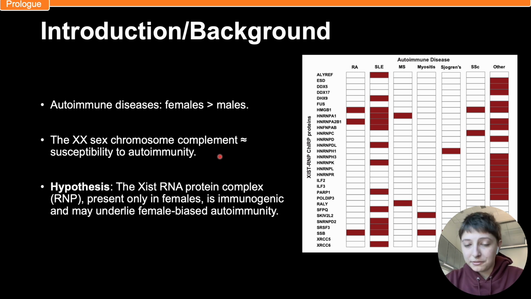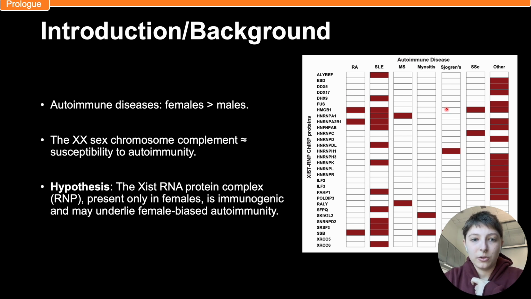So obviously females have a bias, but also triple X syndrome females who have 3 X chromosomes, and also Klinefelter syndrome males that have 2 X's and 1 Y chromosome, are more likely to get autoimmune disease than people with the normal amount of chromosomes. And so the authors hypothesized that this Xist RNA protein complex, or RNP, which is associated with that silencing, which is only present in females, is immunogenic and may underlie this female-based autoimmunity.